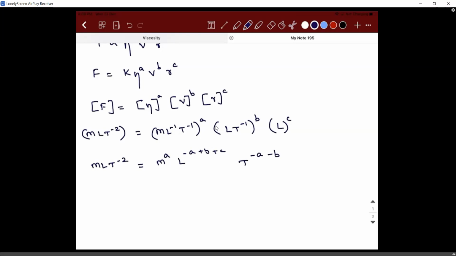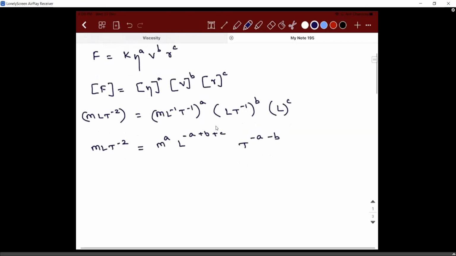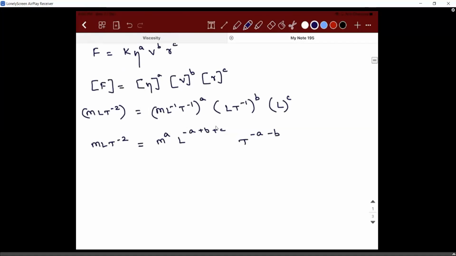So what should we do next? Why didn't I take the value of K into consideration? So it is a constant without dimension. It is a dimensionless constant. Okay, so whenever you are doing dimensional analysis, you should always introduce a constant which does not have any dimensions.